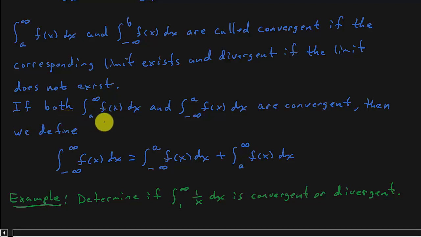And if both of these integrals, of f of x dx from a to infinity and from negative infinity to a, are convergent, then we define the integral from negative infinity to infinity. What we have to do is split that up. We're going to go from negative infinity to a of f of x dx plus the integral from a to infinity of f of x dx. And we'll talk about splitting it up more when we get to the example.